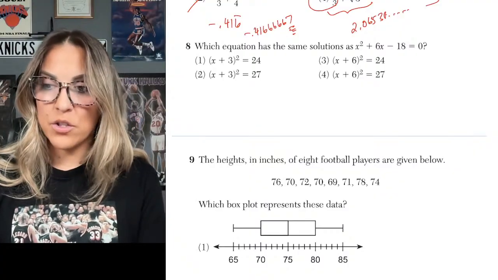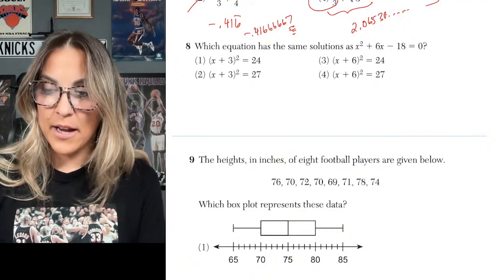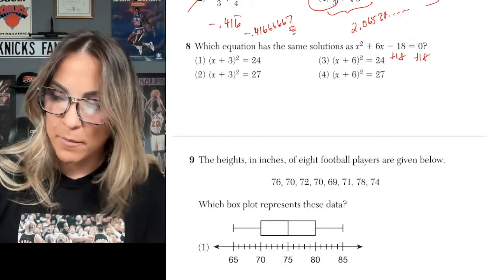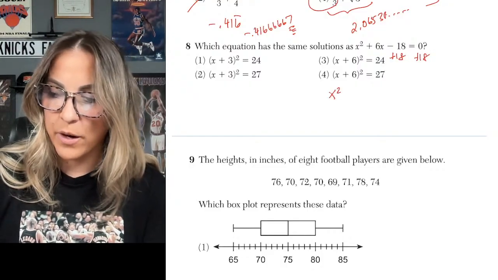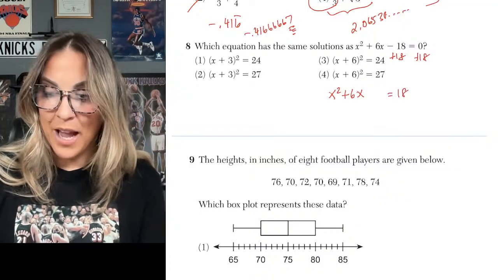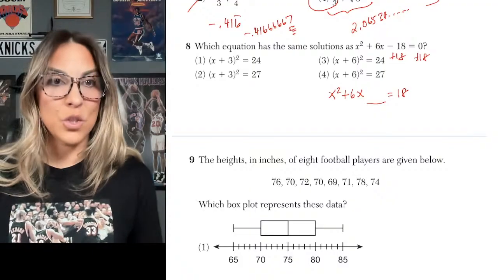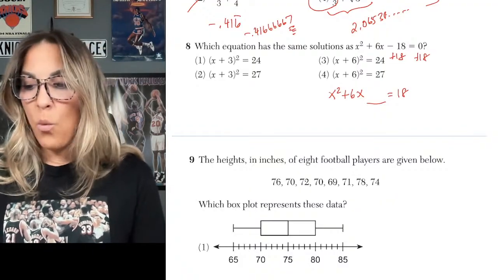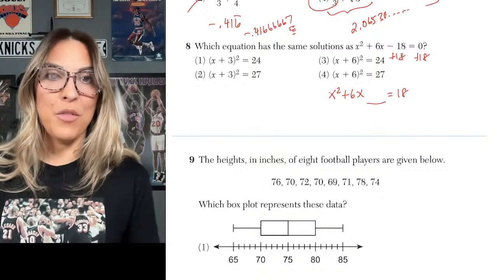The first thing we need to do is get that constant to the other side. So I'm going to add 18 to both sides of this equation. I'm going to bring my work down here. So that's going to give me x squared plus 6x equals 18. I'm leaving this space because when we complete the square, we have to add something to both sides of the equation. So what we're going to do is take half of the b term.